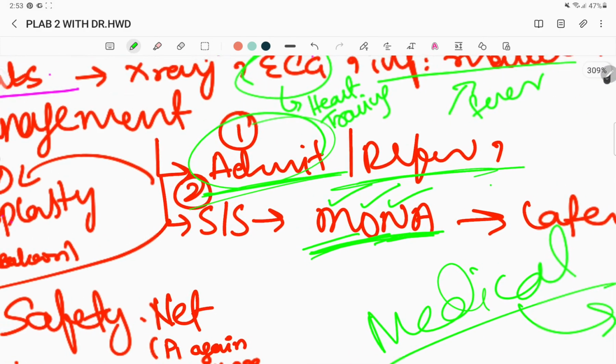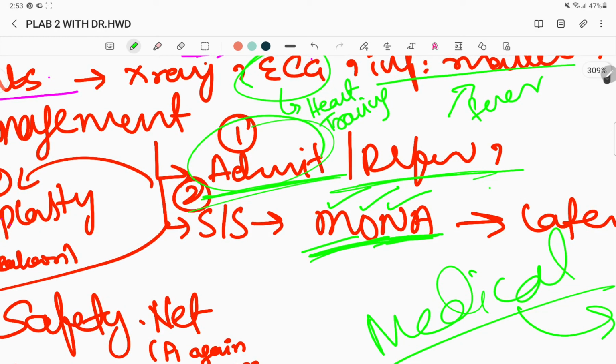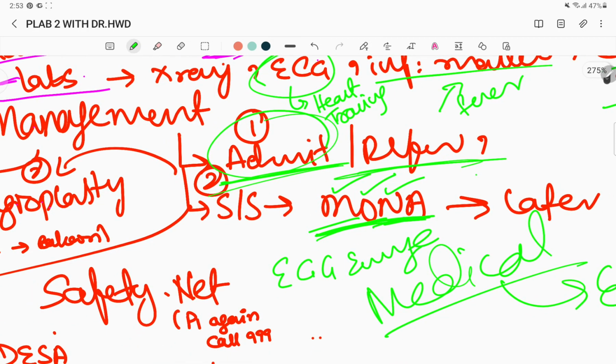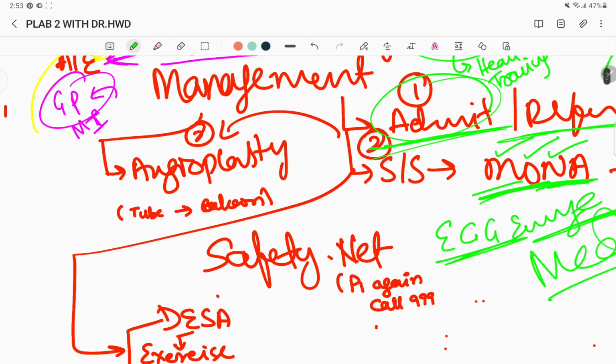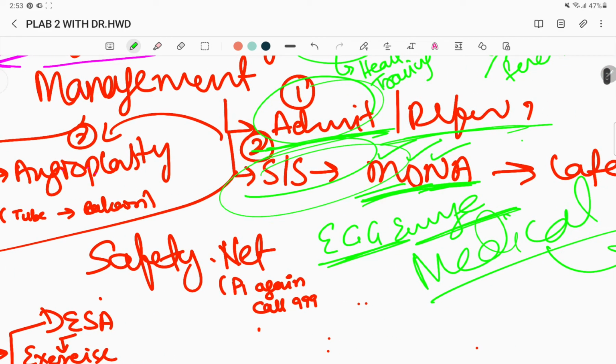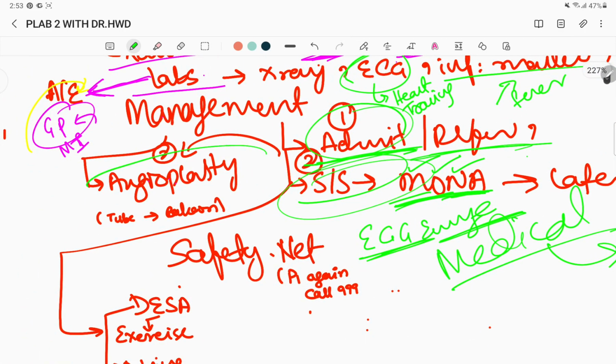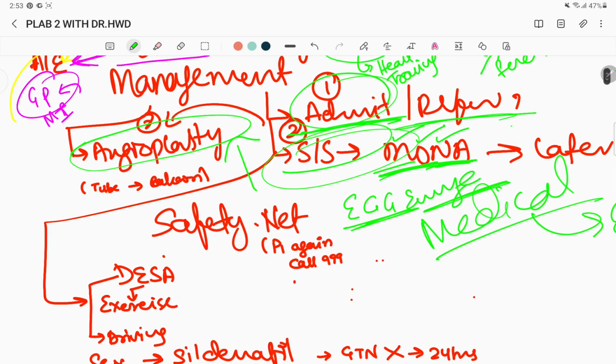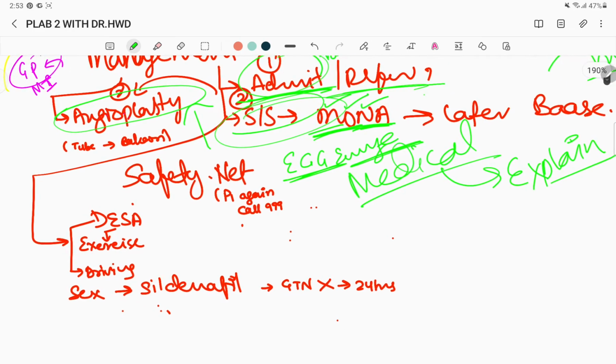And if a person's coming with an MI sort of thing, you're going to repeat the ECG, you're going to repeat the enzymes, right? This is very, very important for you to understand, because if it doesn't change, then it's fine. It's not an MI. But if it changes within 3 hours or so, it's a heart attack. After you've admitted them and given them the symptomatic treatment, you go for the specialist treatment, which is angioplasty in this case, right? You're going to use a balloon or a tube, and you're going to make sure that they understand that. All right.